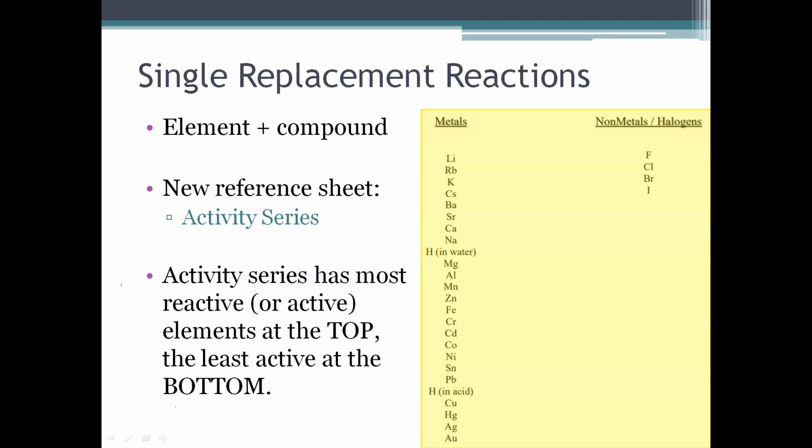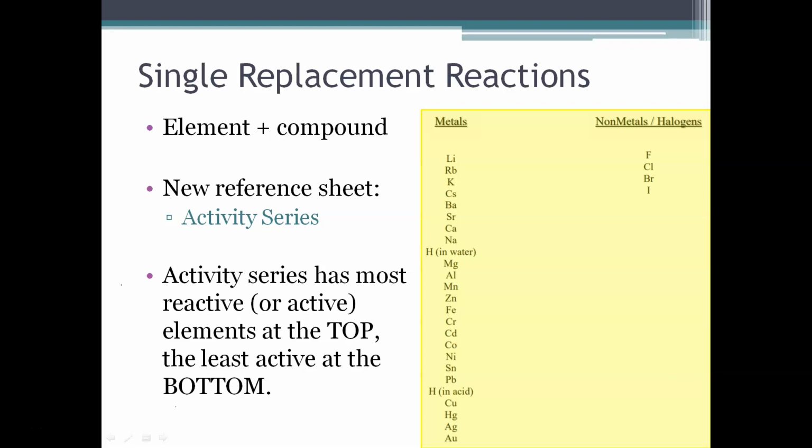What I want to go over today is how to complete single replacement reactions. You may have done the single replacement lab already, or you may still have to do it, depending on how class is structured. Either way, I'm going to show you how to write and predict the products for these, and how to use one of our new reference sheets.